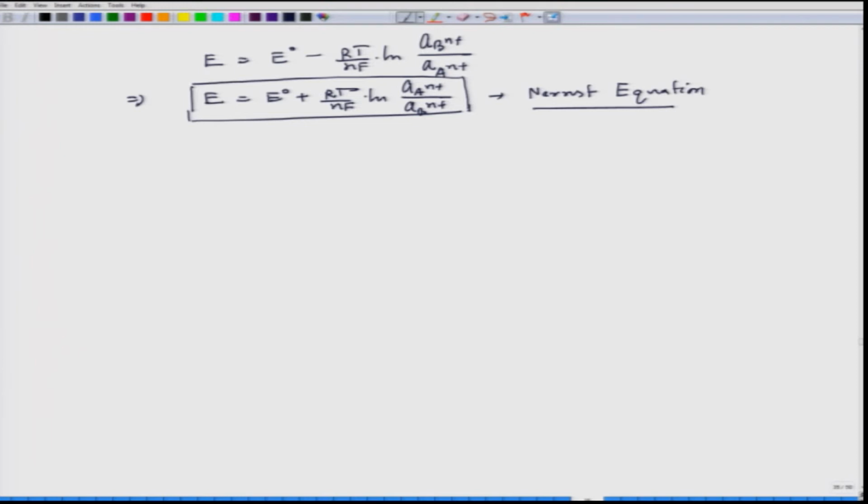Now, if we write this in terms of copper and zinc reaction, then we can write E equal to E0 plus RT/2F ln of activity of copper plus plus over zinc plus plus. So, at that time n becomes 2 for this reaction.